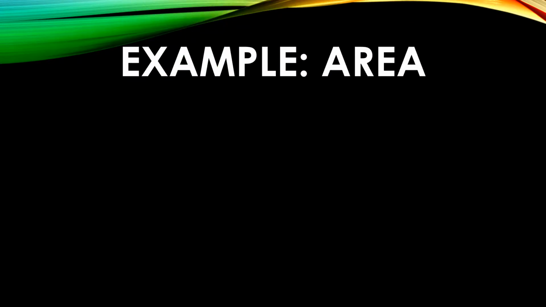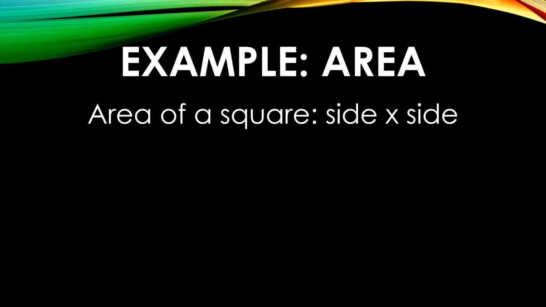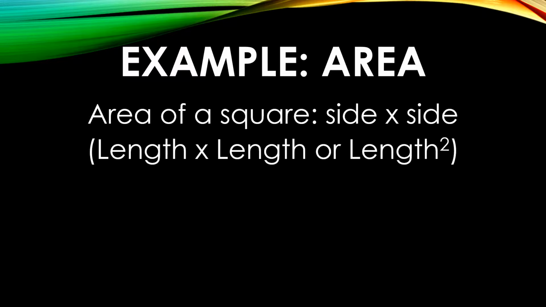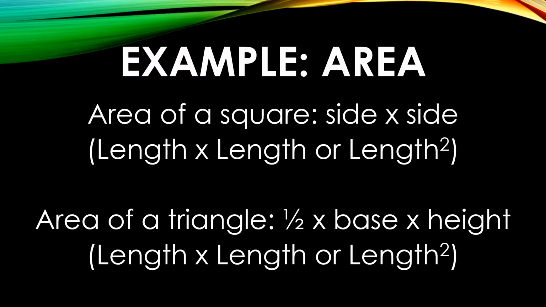For example, area can be broken down into a length times length. Like in the area of a square, you have side by side. So say you measure it in meters, you have meters times meters, and both of those are units of length. If you take the area of a triangle, you have 1/2 base times height, and base and height are both measured as units of length. So again, you wind up with length times length, or length squared. Either way is proper notation.